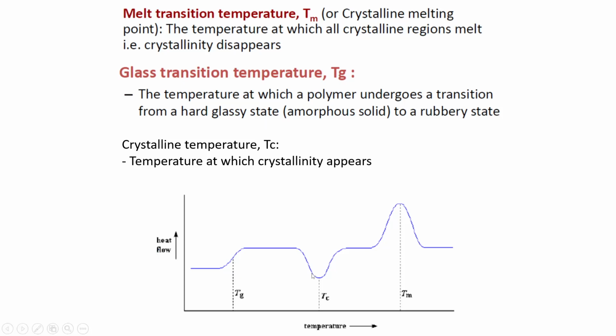Now next, once your polymer has crystallized, if you keep on further heating it, it will then go to its melting temperature where even the crystallinity will start disappearing. So this is the profile you get. That's why your TG will always be lowest in temperature, followed by TC and then TM. Is this concept clear?